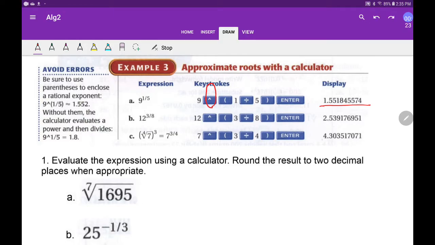And I press that, but I have to use parentheses because if I just say 9 caret 1 divided by 5, it's going to think I mean 9 to the 1, and then I'll divide 9, because 9 to the 1 is 9. I'll divide the 9 by 5, but I don't mean that. I mean 9 to the 1 over 5, because I know that, well, for one thing, here it is. It's 1 over 5. And here it's 3 over 8, so I'm going to say 12 to the 3 divided by 8, because every fraction is a division problem. That's why I'm saying divide, in case you were curious about that.